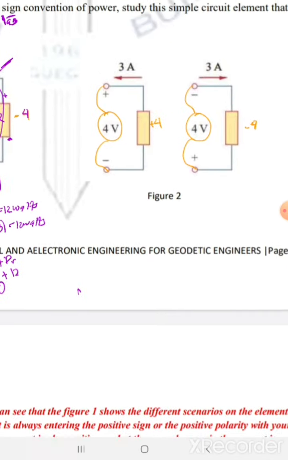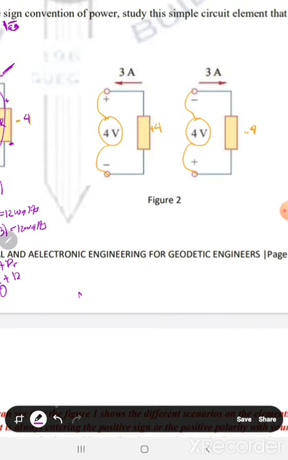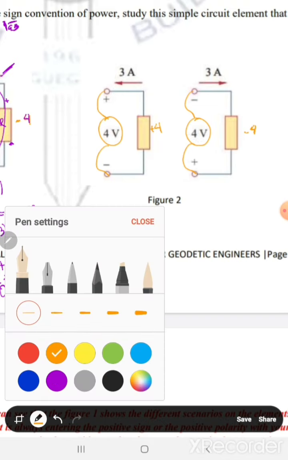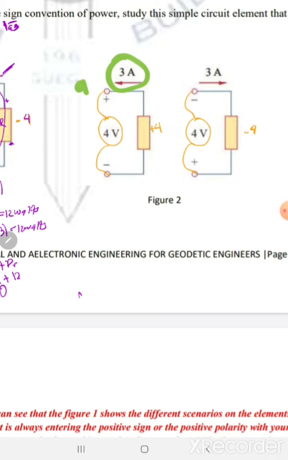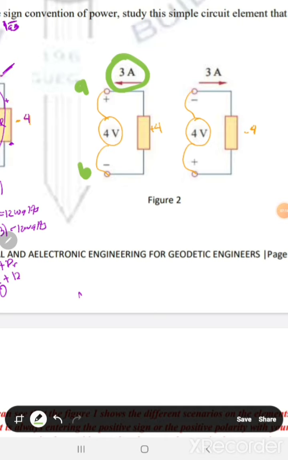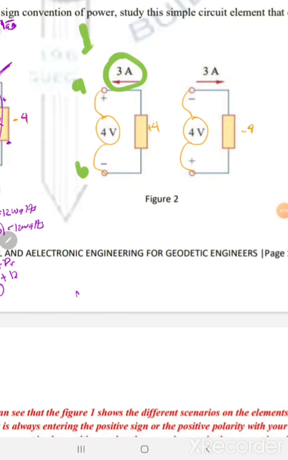Next is your 3 ampere. Right? So, we have your negative, your 3 ampere. So, the direction of your current is, let's say, A, B. Your direction of your current is I, B, A.